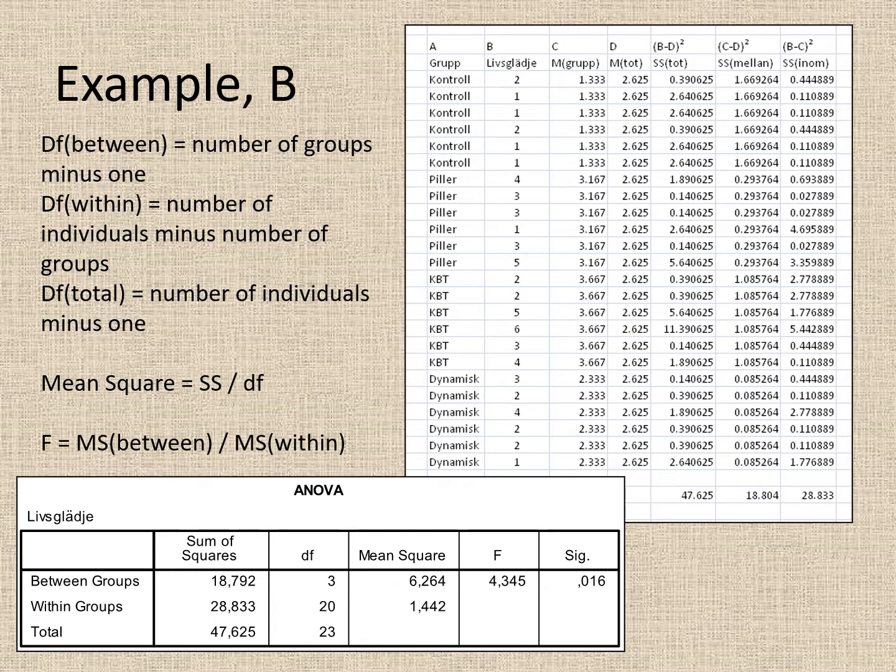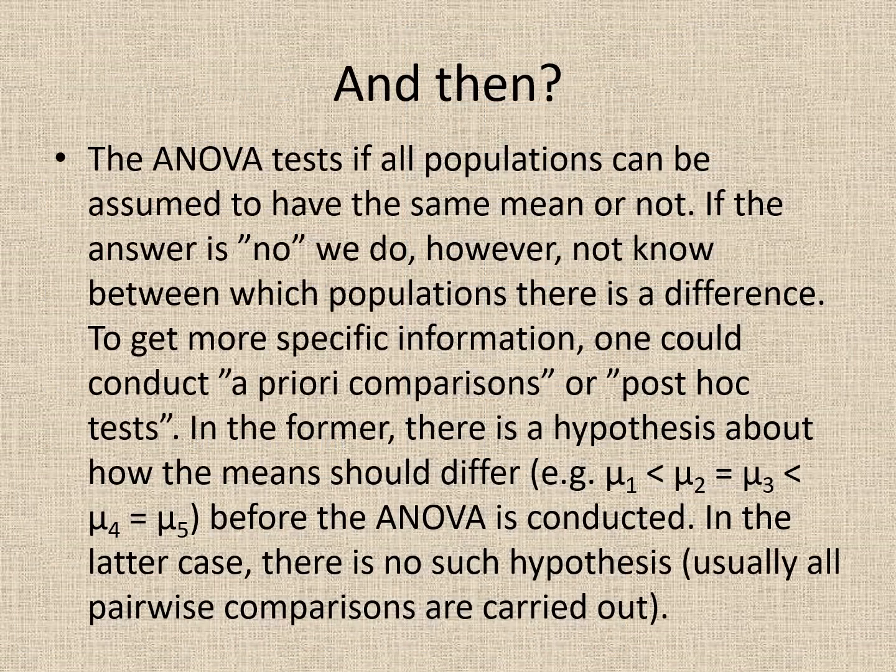So if we get a significant ANOVA, we want to go further to get more information. What do the differences between the populations look like? You can do this in different ways. You could conduct something called a priori comparisons, for instance.